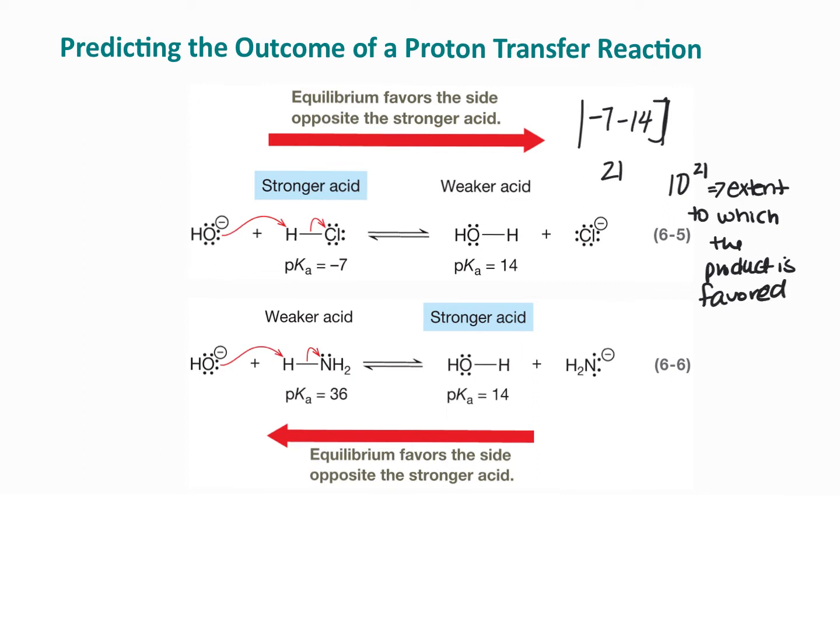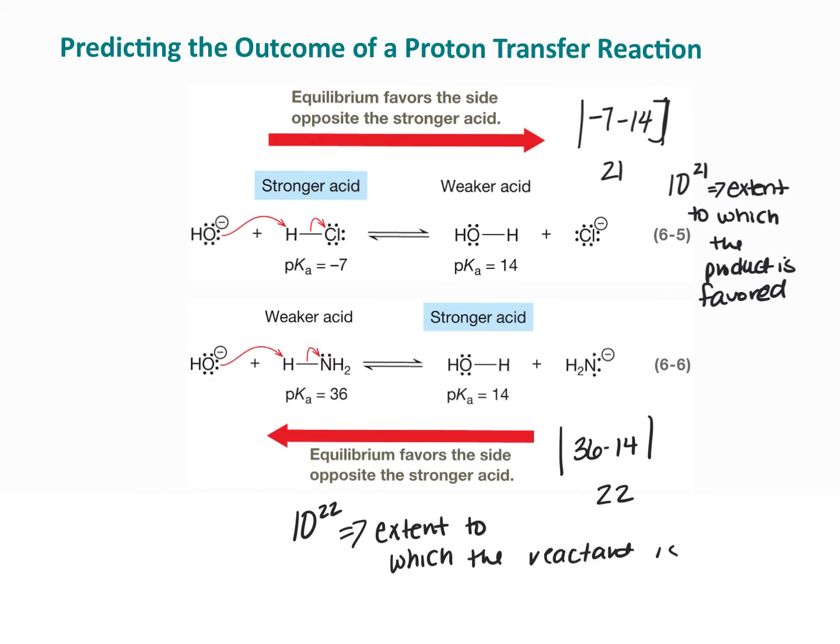Then when we look here, the difference between, and again, this is absolute value, the difference between 36 and 14 is 22. And so we can say the extent to which the reactant is favored is 10 to the 22. So that's the extent to which the reactant is favored. So what the pKa does for us is not just tell us which side of the reaction is favored, but it can also tell us by how much. So let's do an example.